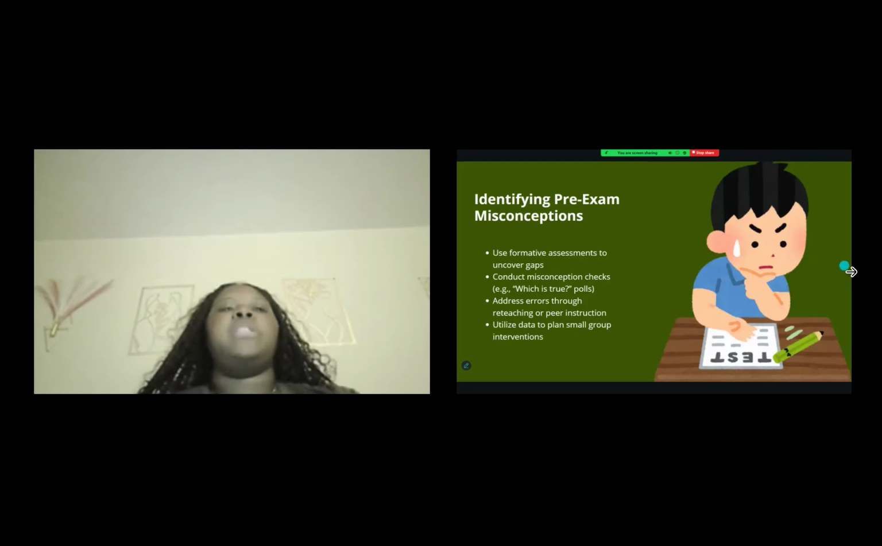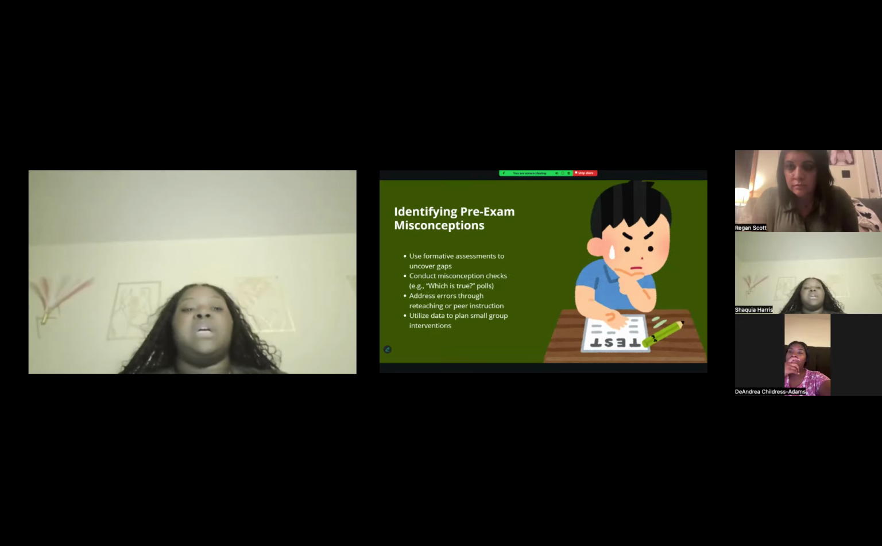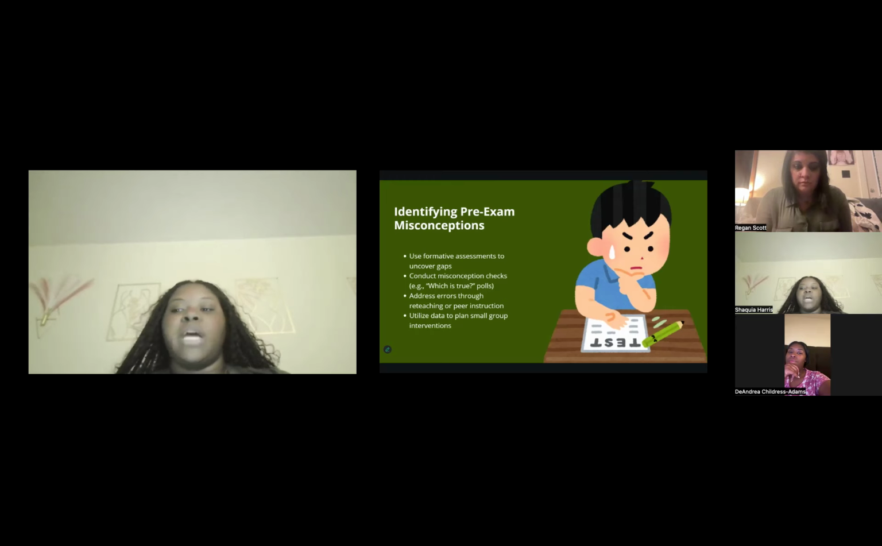Okay, so we're moving into identifying pre-exam misconceptions. It's always good to use formative assessments to uncover gaps, conduct misconception checks, such as true/false polls, address errors through reteaching or peer instruction, and utilize data to plan small group intervention. Identifying and addressing misconceptions before the exam is critical in STEM fields, where foundational knowledge builds upon itself. Tools like concept maps or digital simulations can reveal faulty reasoning. Once misconceptions are identified, targeted reteaching, small groups, or peer tutoring can be used to correct errors before the exam.